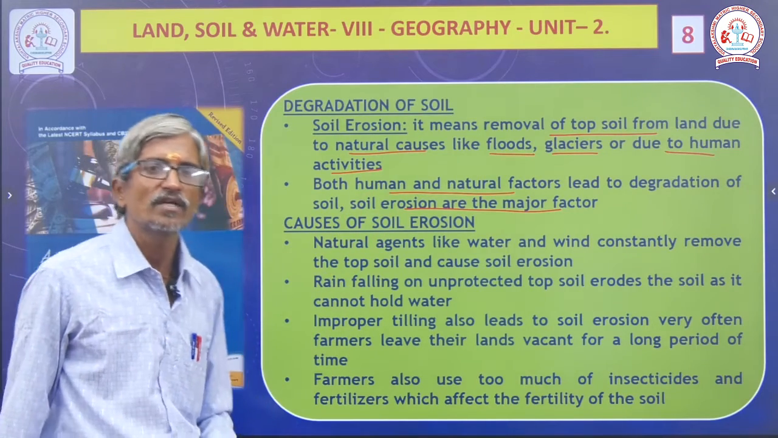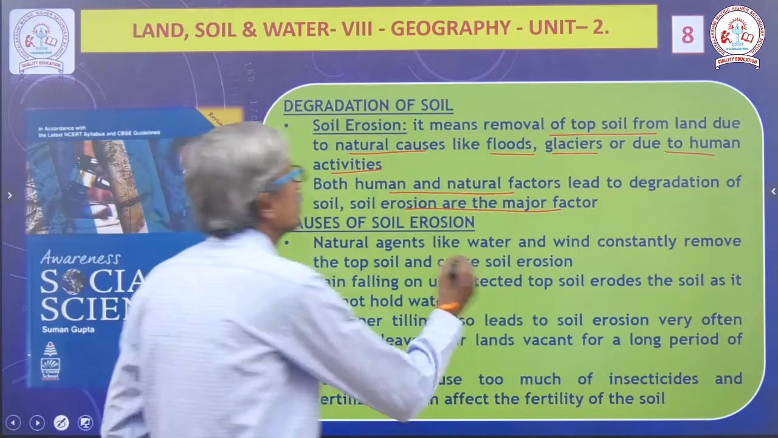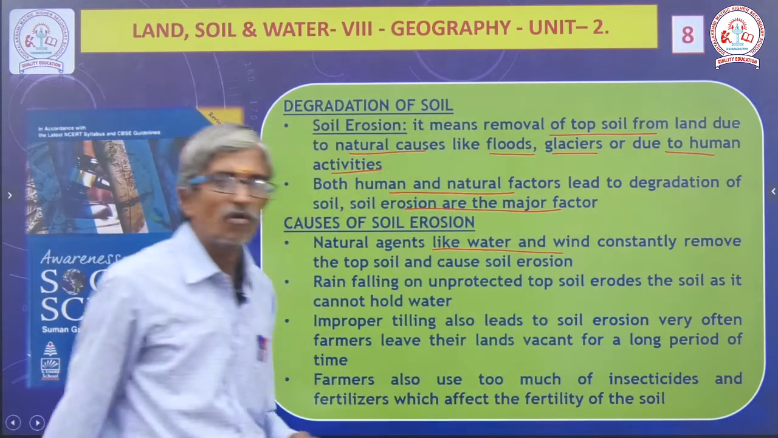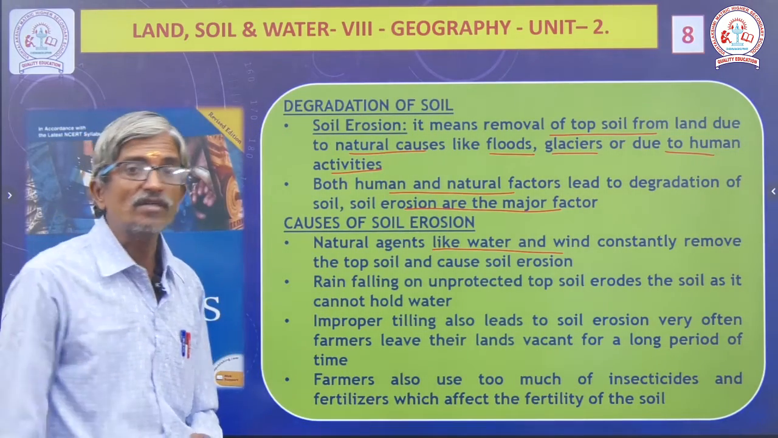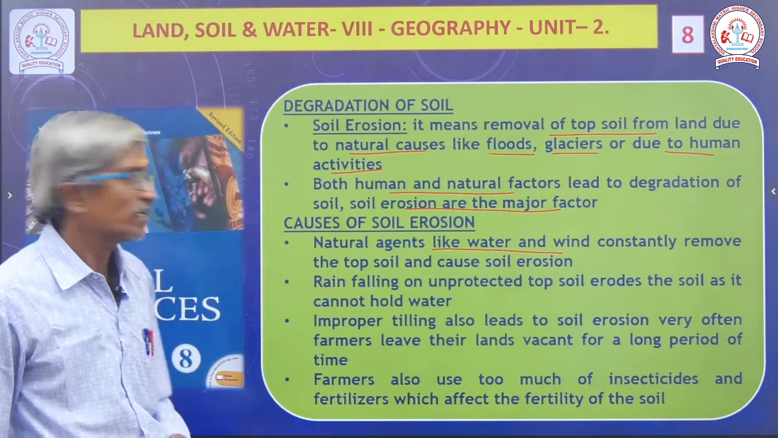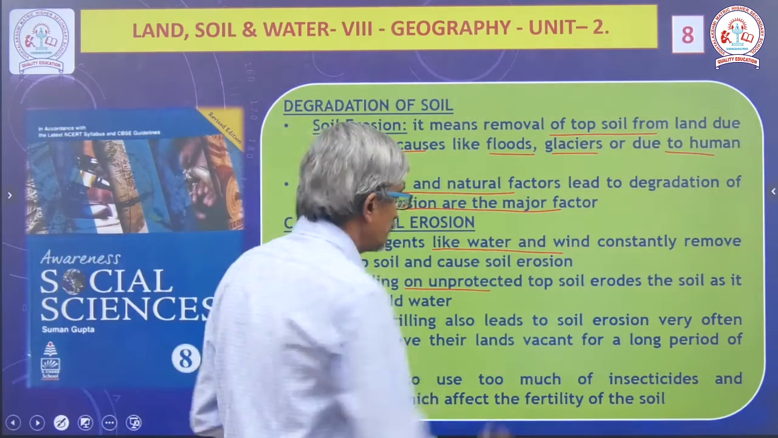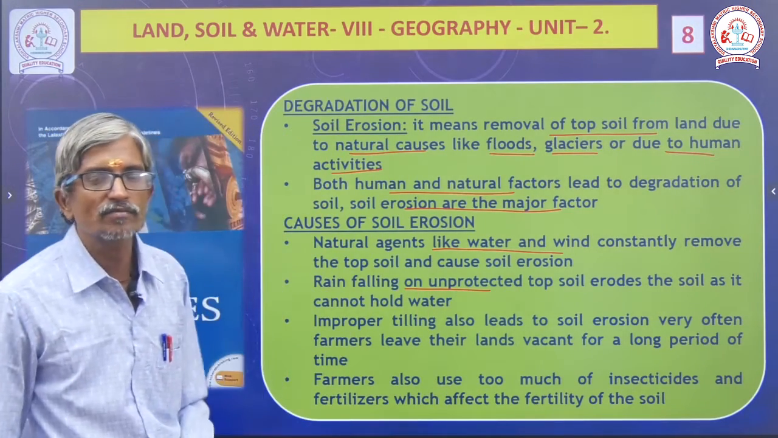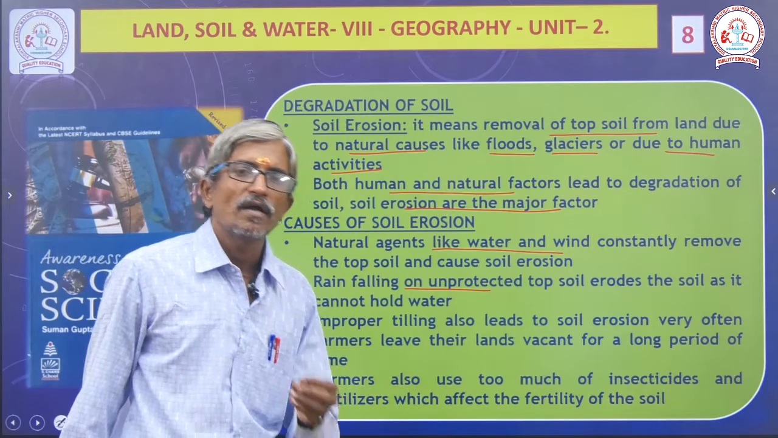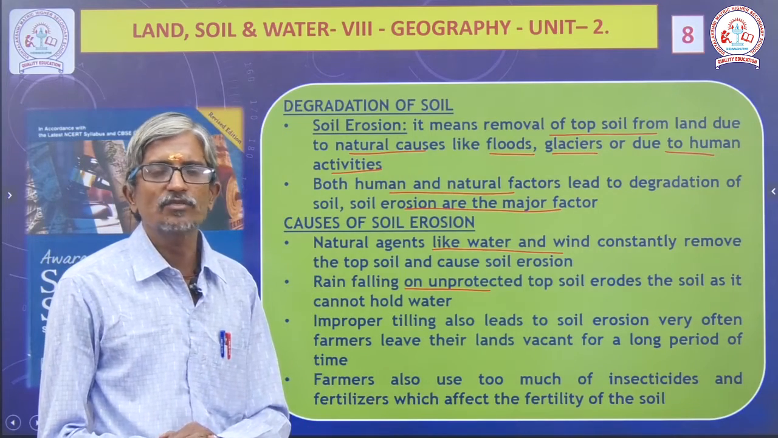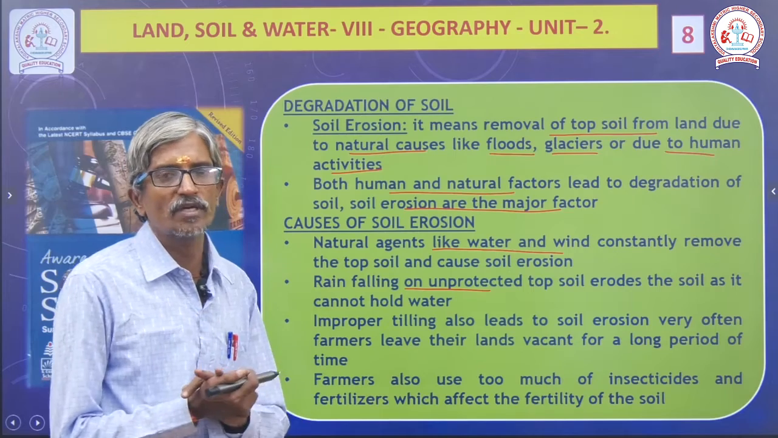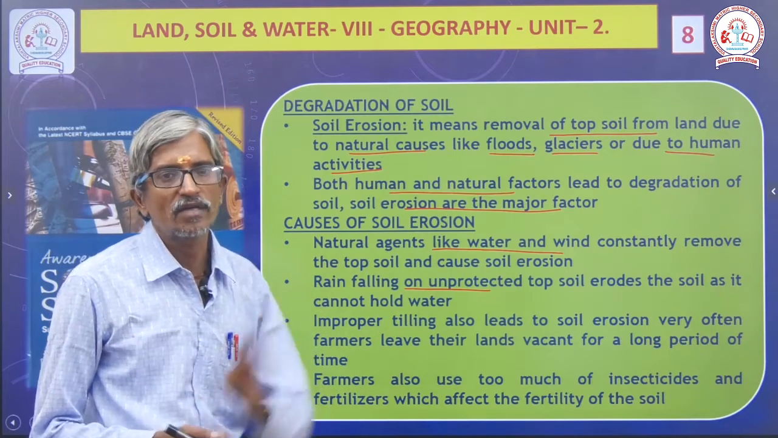Next, causes of soil erosion. What are the causes? Natural agents like water and wind constantly remove the topsoil. Next, rain falling on unprotected subsoil. If there is an absence of trees and grasses, then automatically there will be removal of soil. This is also one of the reasons for soil erosion.